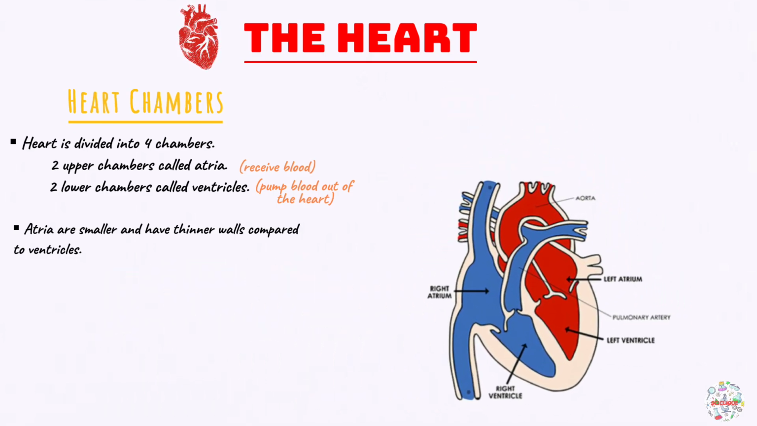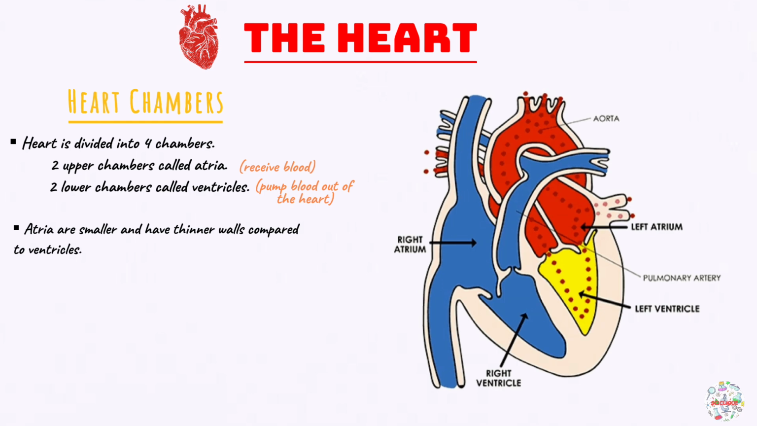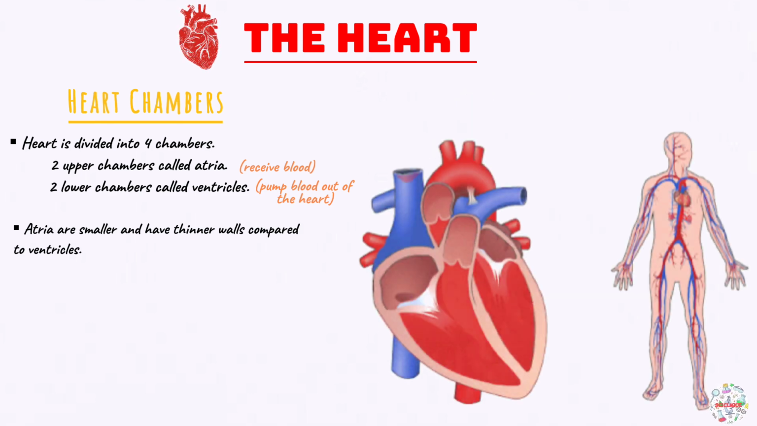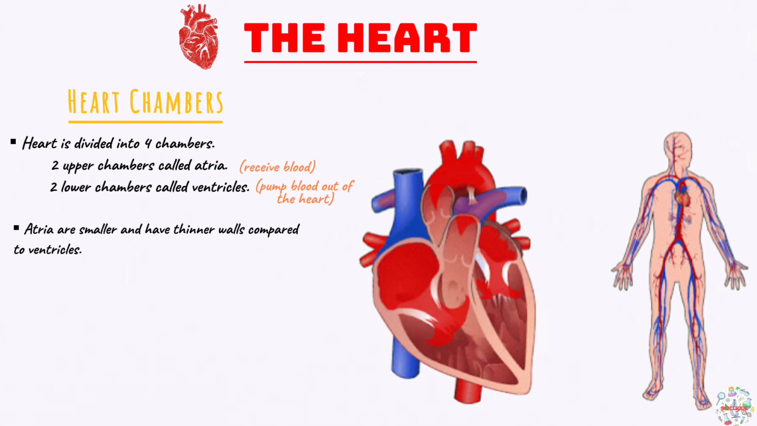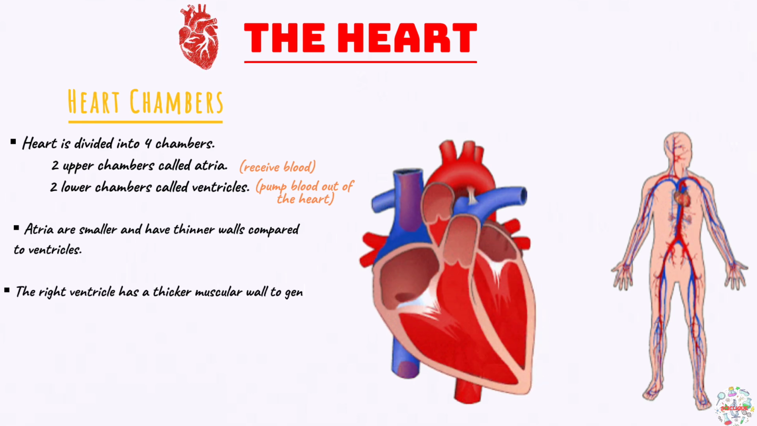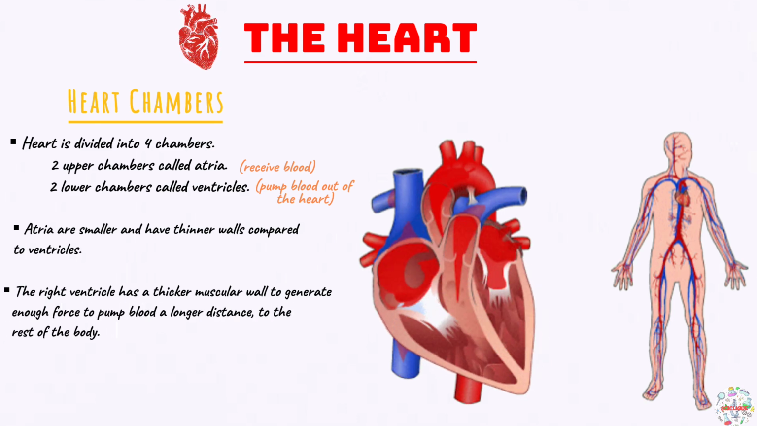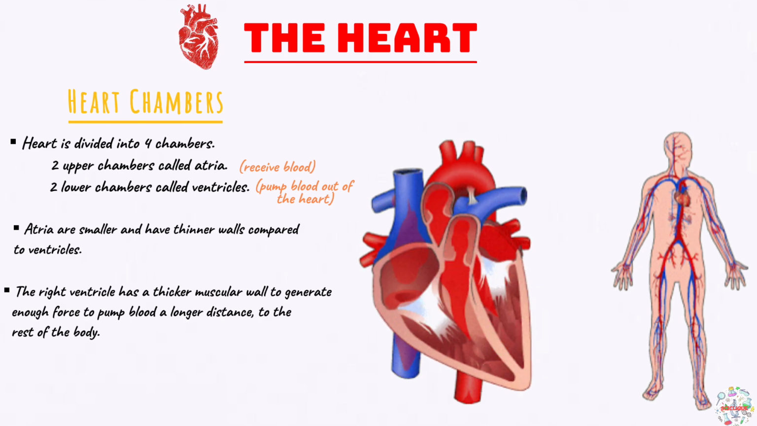Now, another thing is this. Look at the right ventricle and the left ventricle. Compare the two. What are you noticing? You'll notice that the left ventricle has a thicker muscular wall compared to the right ventricle. And the reason for this is because the left ventricle pumps blood out of the heart to the rest of the body. Now, as you can imagine, this is quite a long distance. The right ventricle, on the other hand, pumps blood from the heart just to the lungs. So this is a shorter distance. And that is the reason why the wall of the left ventricle is thicker, so that it can generate more pressure to pump blood a longer distance, which is to the rest of the body.